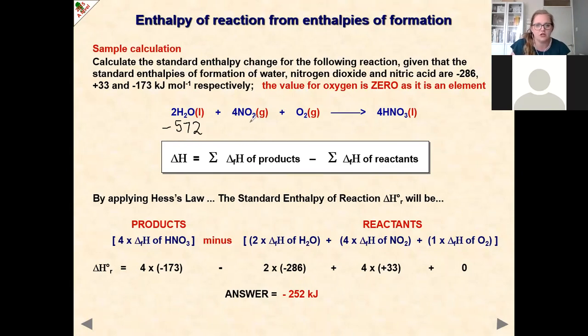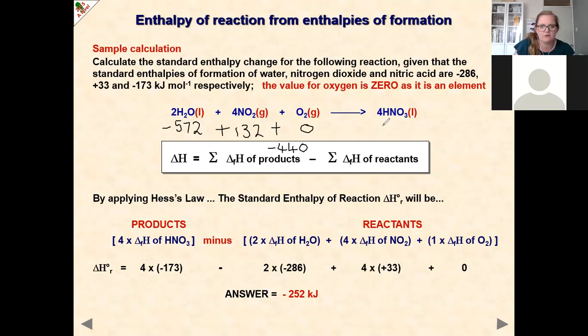We've got nitrogen dioxide. We've got 4 lots of it. Nitrogen dioxide is plus 33. 4 lots of 33 give us 132. Oxygen is 0. So let's add them together. We've got minus 572 plus 132, which would give us in total minus 440.